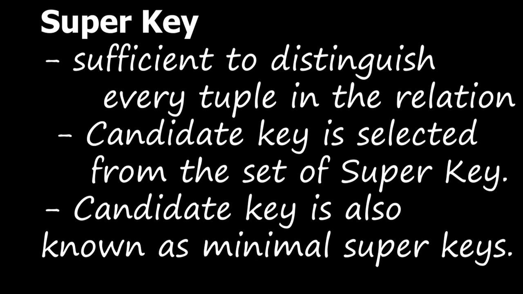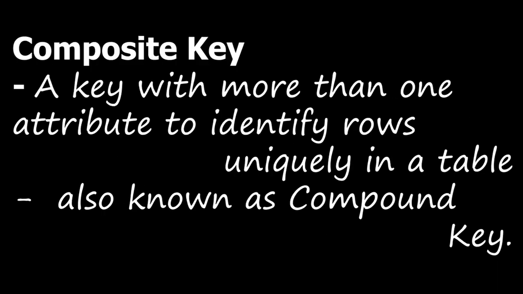Next, we are going to see composite key. A key with more than one attribute to identify the rows uniquely is known as composite key. This composite key we can say is a compound key also. In a table, we'll have many rows, right? Using this composite key, with more than one attribute, we can identify the row uniquely.